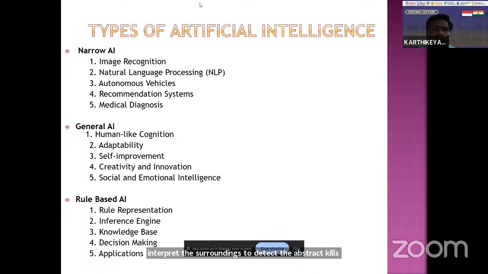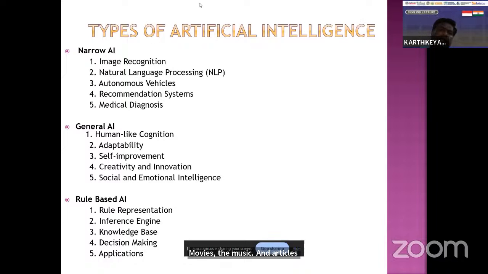And the fourth one, narrow AI following the recommendation system. Many online platforms use recommendation systems to analyze user preference and behavior to provide personal recommendations for products, movies, music, articles, etc.